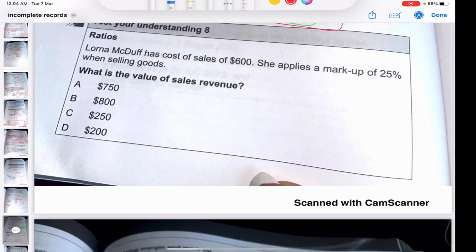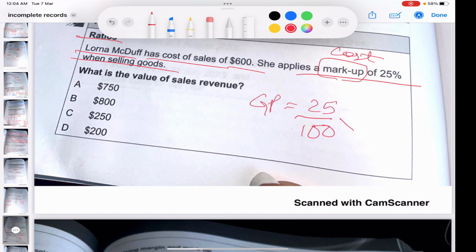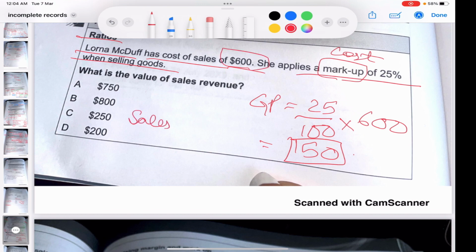Very simple. Lorna McDuff has cost of sales 600. She applies markup of 25%. Markup is always on cost. Margin is always on sales. So gross profit is 25% on cost, which is 150. So 150 is my GP, right? Cost of sales is this much. How much is sales? Sales minus cost of sales will give me GP. So sales is equal to 750.